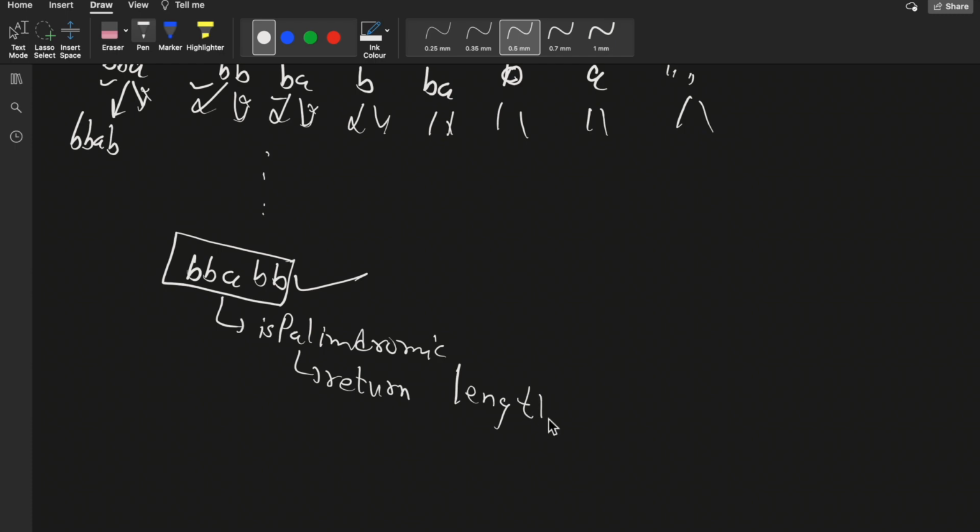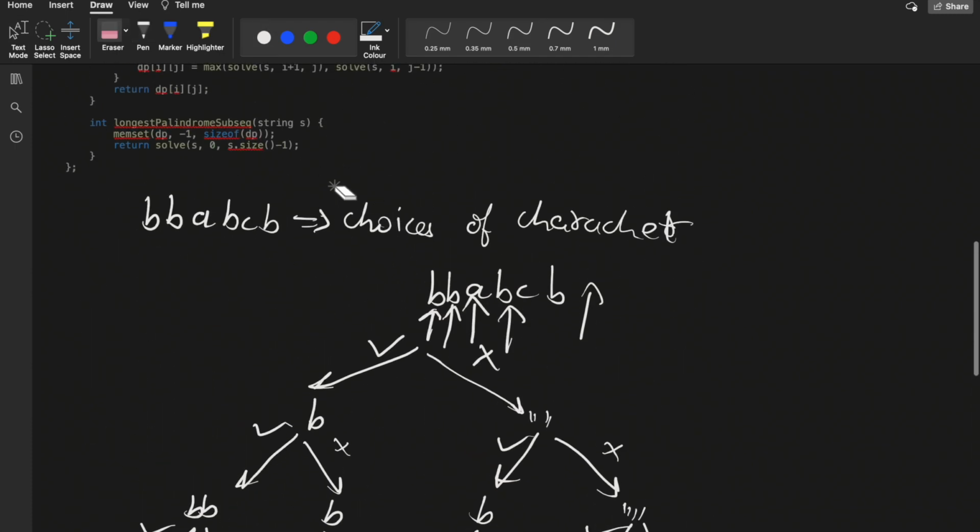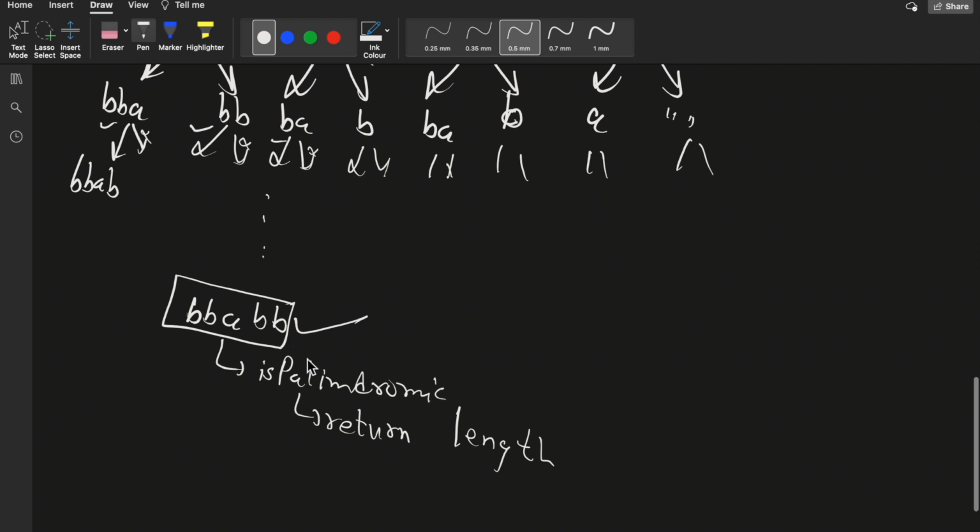Simple it is. First, for each character we have two choices, so we maintain two choices. Then after we reach the end of the string, when there are no more characters remaining, at that point we check if the string is a palindrome or not. If it is a palindrome, we return the length of the string. If it is not, then return 0, right? So this is the recursive approach that we will use to solve this question.